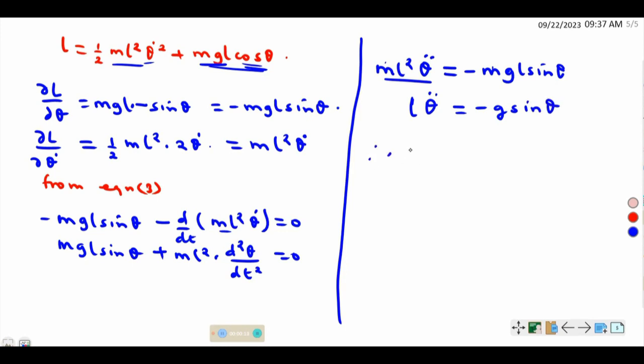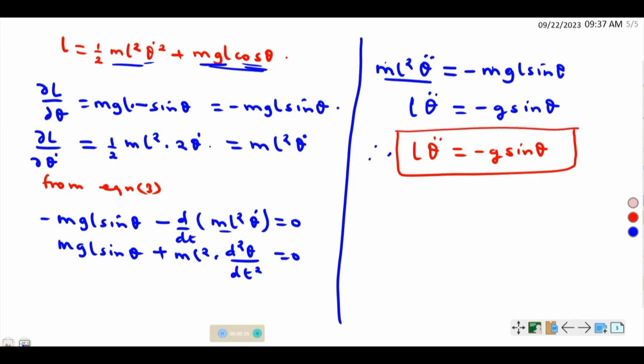Therefore, L theta double dot will be equal to negative g sine of theta. This one here will be the required answer, which is the equation of motion of the simple pendulum.